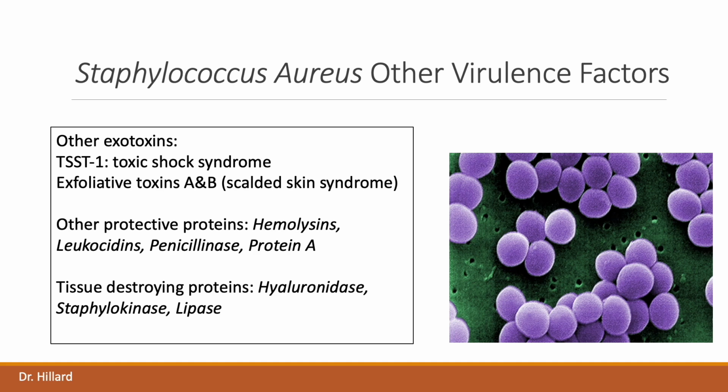Lastly, as presented previously in MOD, it should be noted that Staphylococcus aureus has in general a veritable armamentarium of virulence factors, which help it to inflict disease in general, including hemolysins, which destroy red blood cells and some leukocytes, leukocidins, which destroy white blood cells, penicillinase, which breaks up penicillin, protein A, which prevents antibody-mediated binding, hyaluronidase, which destroys connective tissue, staphylokinase, which can break up clots, and finally lipase, which destroys fat.